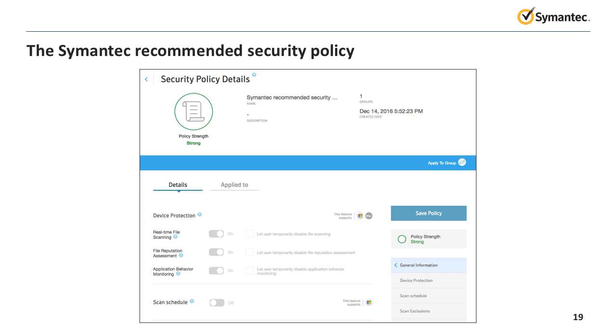SEP Cloud provides a default security policy called Symantec Recommended Security Policy. The default security policy may serve your organization well. However, you can manage the security policies in many ways. For example, you can create copies of existing security policies and then customize the copies for your specific needs. You can also lock and unlock certain settings so that users cannot change them on their devices.